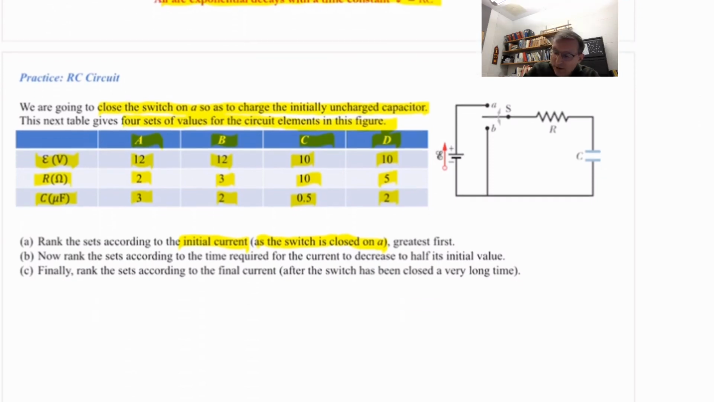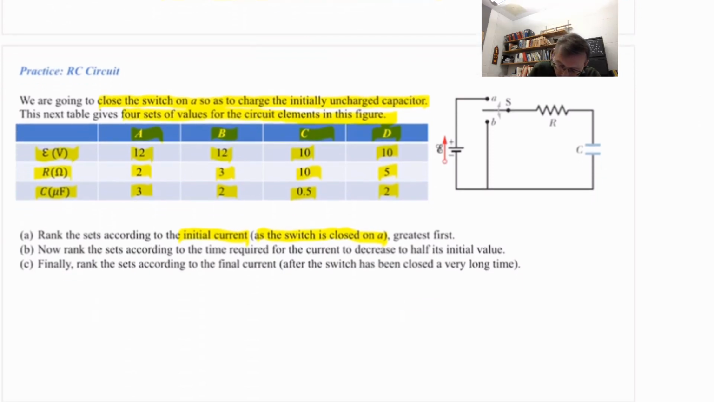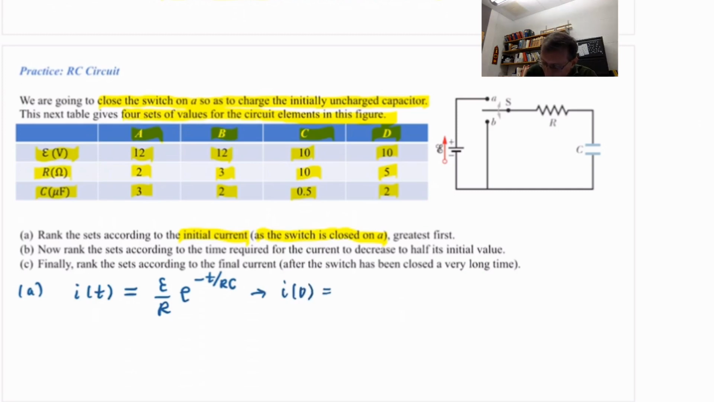Okay, did you rank the initial current in the circuit? The current at time 0. Well, just start with the current as a function of time for the charging capacitor. I'll remind you what that formula was. That formula, and plug in time 0. You get e to the 0, which is 1, so you get the EMF over R. So the initial current is just the EMF over R. And you get all the values of that for the 4 sets.